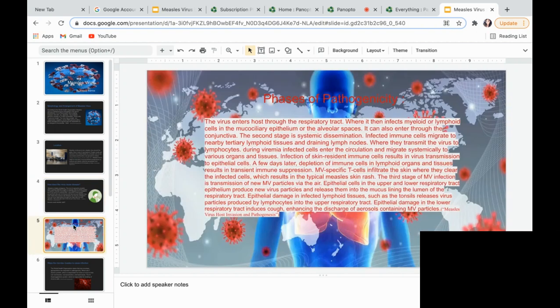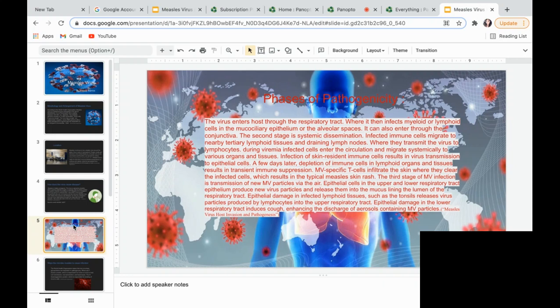Phases of pathogenicity. The virus enters hosts through the respiratory tract, where it then infects myeloid or lymphoid cells and the mucociliary epithelium or the alveolar spaces. It can also enter through the conjunctiva, or eyes. The second stage is systemic dissemination. Infected immune cells migrate to nearby tertiary lymphoid tissues and draining lymph nodes, where they transmit the virus to lymphocytes.